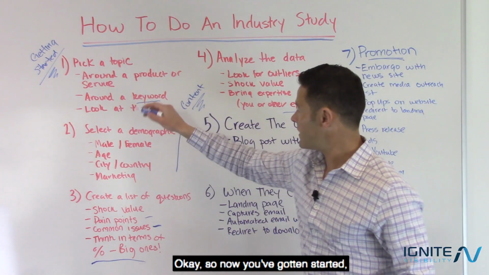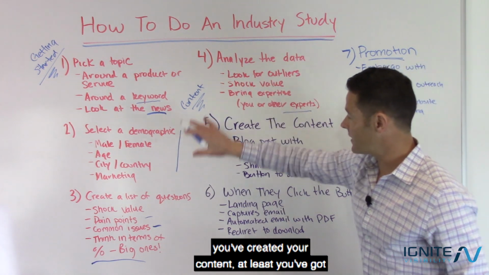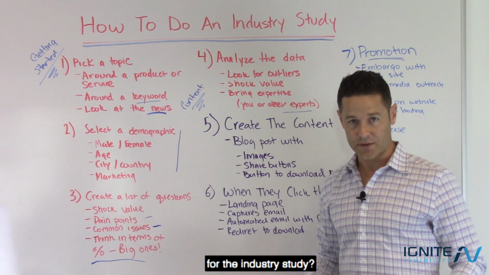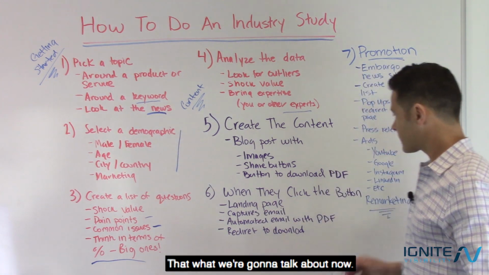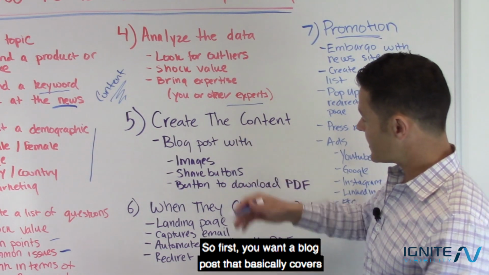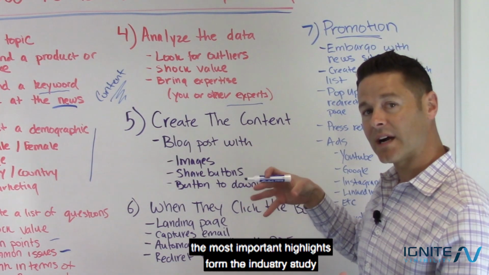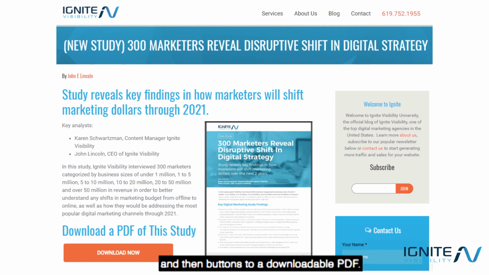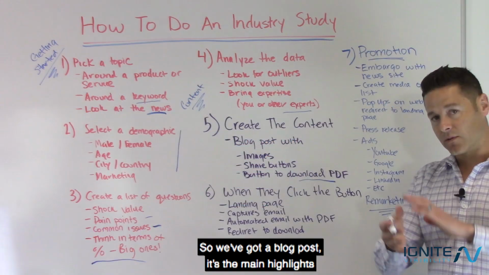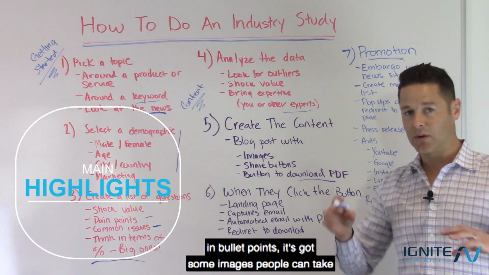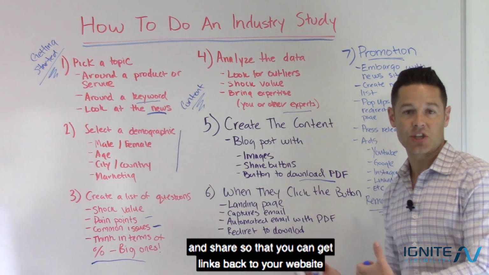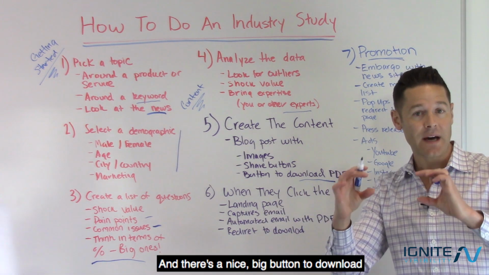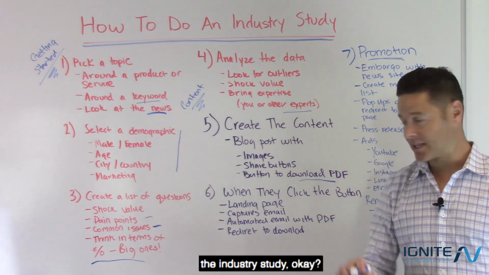Okay, so now you've gotten started, you've created your content, at least you've got the general stuff, but now what's the physical piece of content that you're going to be producing for the industry study? That's what we're going to talk about now. So first, you want a blog post that basically covers the most important highlights from the industry study. And you want to have images, share buttons, and then buttons to a downloadable PDF. So we've got a blog post, it's the main highlights in bullet points, it's got some images people can take and share so that you can get links back to your website so that they can reference this data, right? And there's a nice big button to download the industry study, okay?